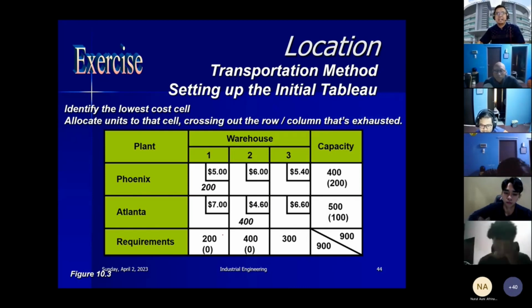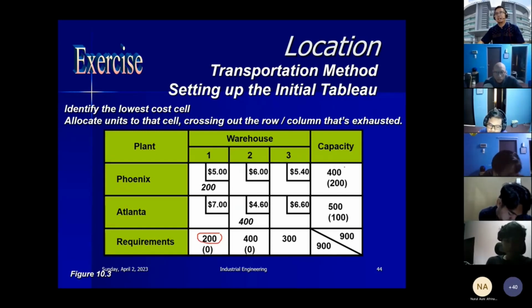Okay, 5 ringgit here. Look at our requirement in this column, and this row, what we call capacity. In between 400 and 200, which one has the minimum value? 200. So we put 200 here. 200 minus 200, we will get balance 0. 400 minus 200, we will get 200 balance for the capacity of the Peonic plant. Okay? Understand? Clear? Nur Hafiz?